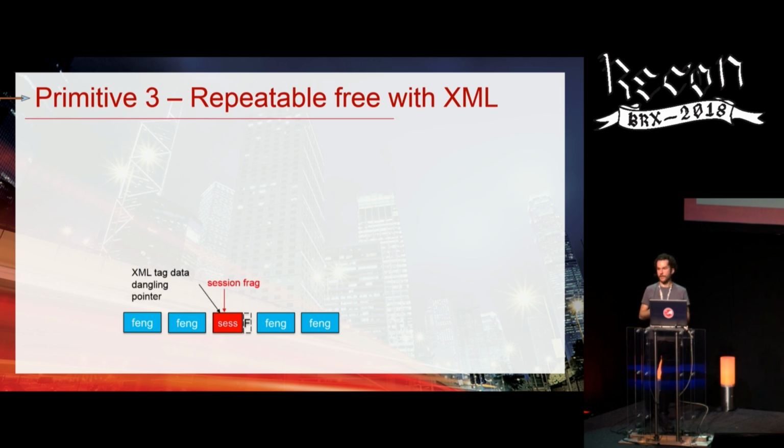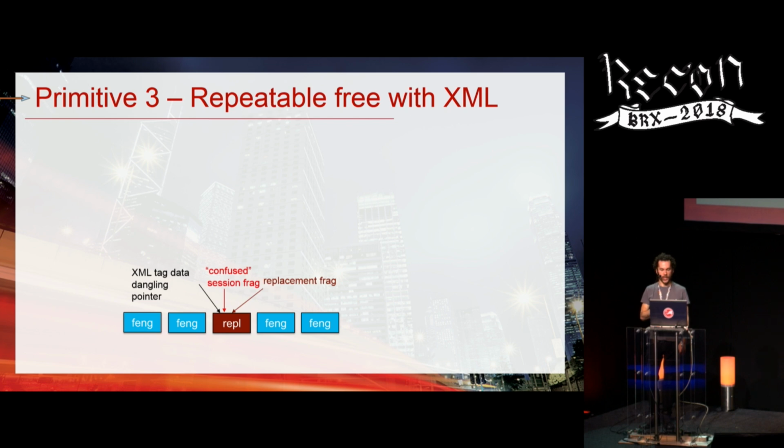So basically here I have both a dangling pointer for the XML packet and an IKEY fragment pointing to the same chunk. Now I trigger my double free primitive, but in this case it's not going to result in a double free because I reallocated something in between, so it's an allocated chunk. But what happens is it's going to free the IKEY fragment, which is what I want.